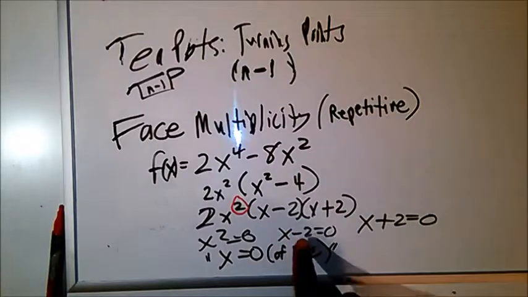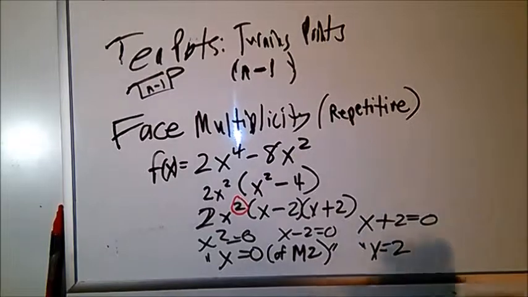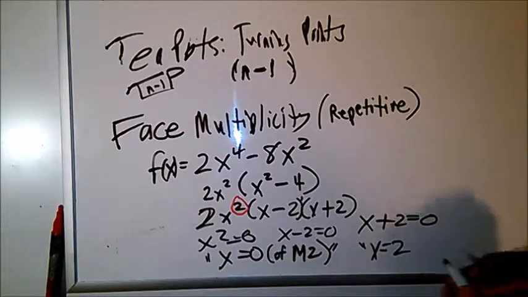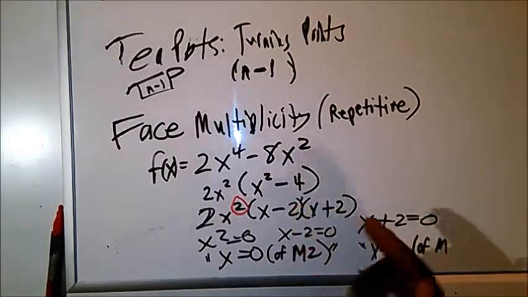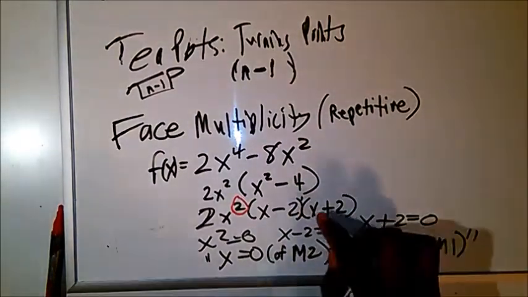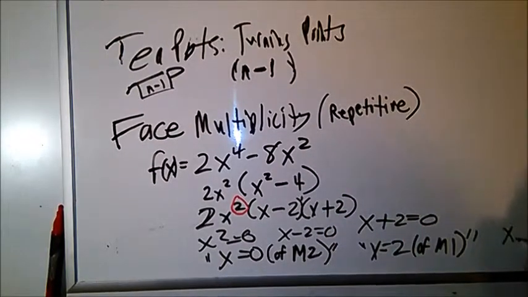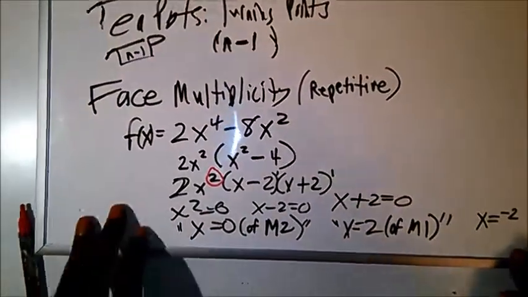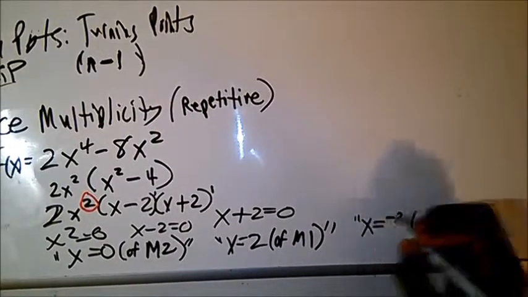Okay, look at this one. x minus 2 equals 0. Solve for x: x equals 2. What's the multiplicity? There's an invisible 1 here, right? It's not 2, it's an invisible 1. It's repeated how many times? 1 time, of multiplicity 1. And this one, x plus 2, set it equal to 0, it will be x equals negative 2. What's the multiplicity? There's an invisible 1 here, right? So it's of multiplicity 1.